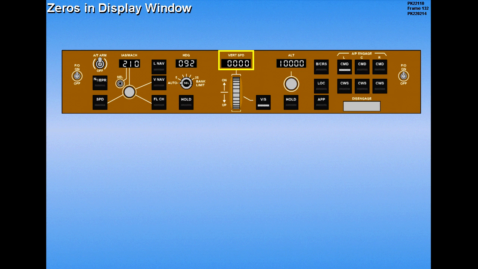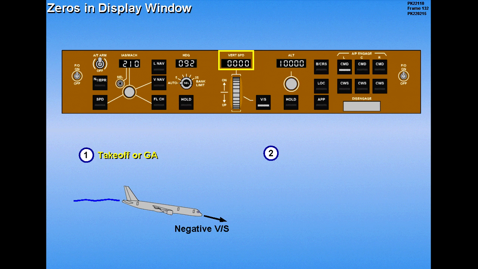Zeros will be displayed in two situations: when the vertical speed mode is engaged during takeoff or go-around with a negative vertical speed existing, and when vertical speed is engaged during altitude capture or altitude hold.